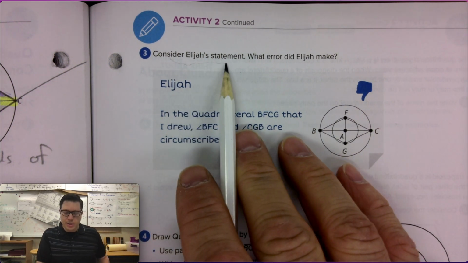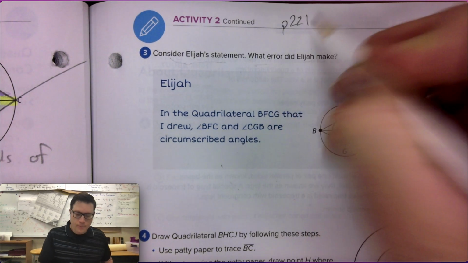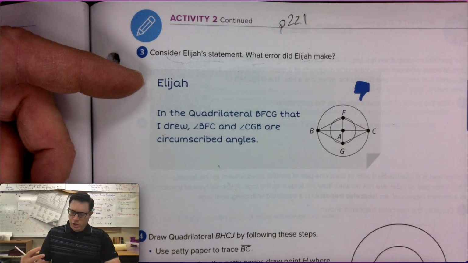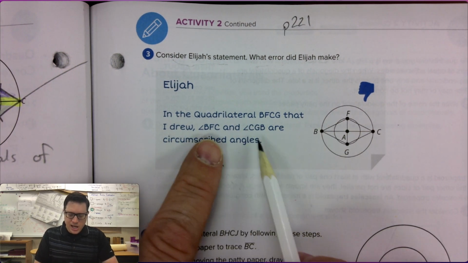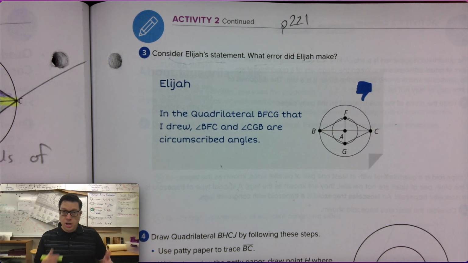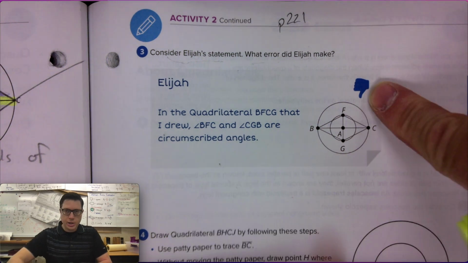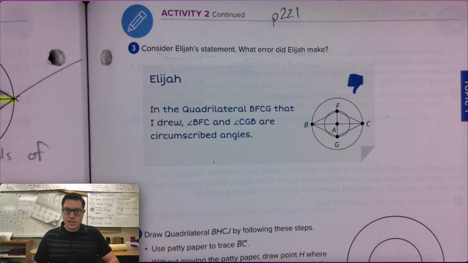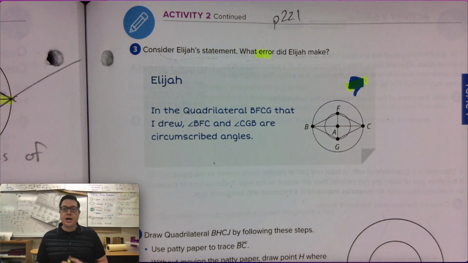Consider Elijah's statement. What error did Elijah make? Page 221. All right, Elijah: in the quadrilateral BFCG that I drew, angle BFC and angle CGB are circumscribed angles. Well, there's a lot of stuff that we should use. We have the diagram. They're saying he's wrong, so we need to identify what error, what he did wrong.